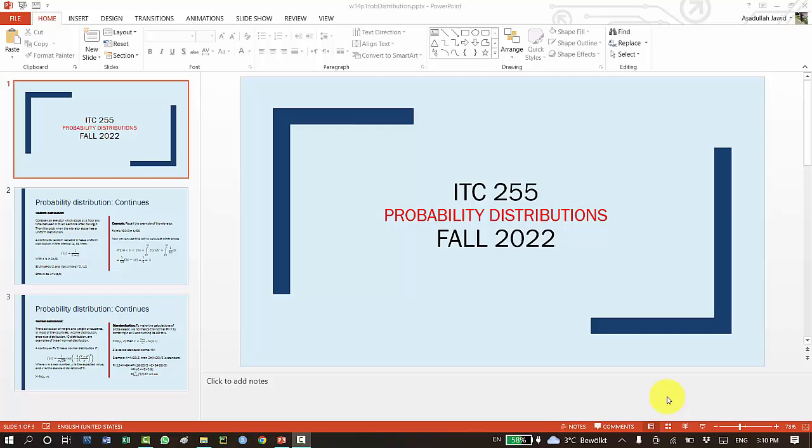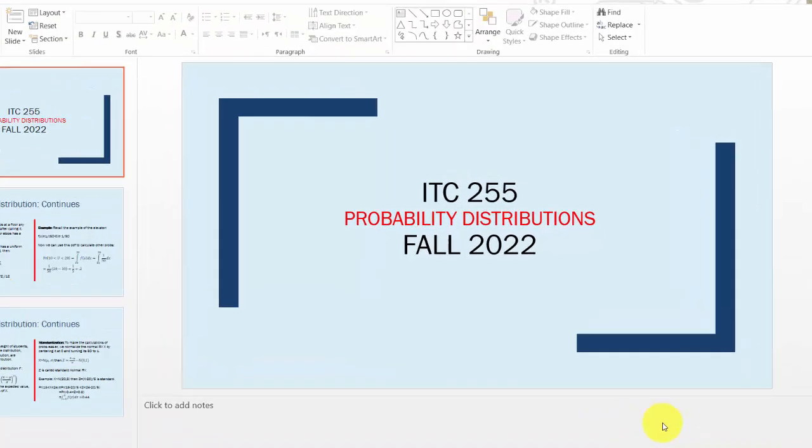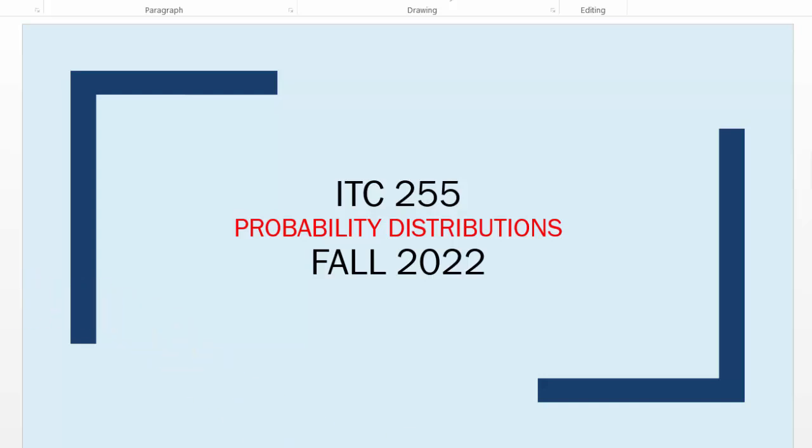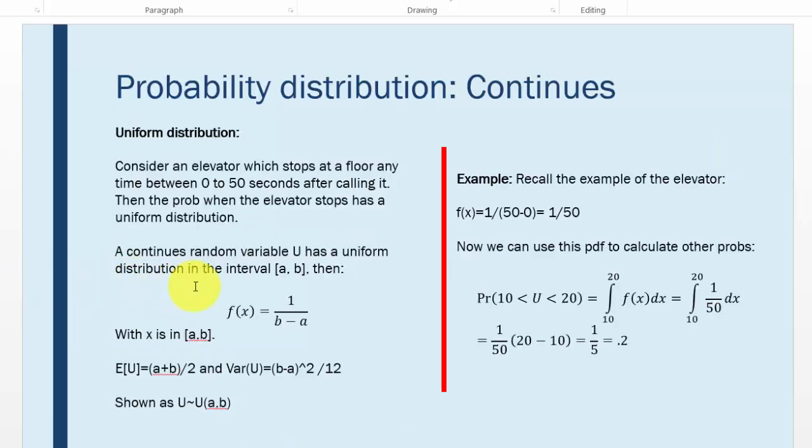Hi everybody, welcome to a new lecture of ITC 255 on probability distributions, where we cover a couple of continuous probability distributions. Remember that if a random variable is continuous, it doesn't make sense to calculate the probability of each value because there are infinitely many values that the variable can take, and practically the probability of each of those values is nearly zero.